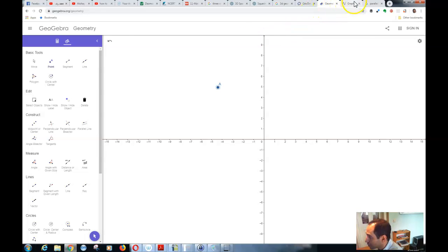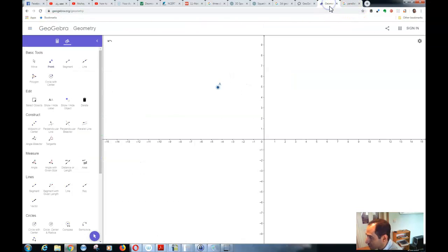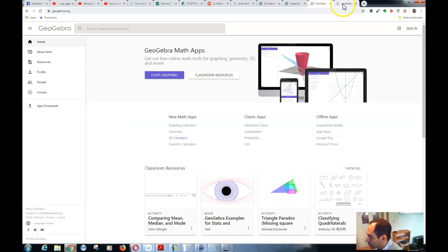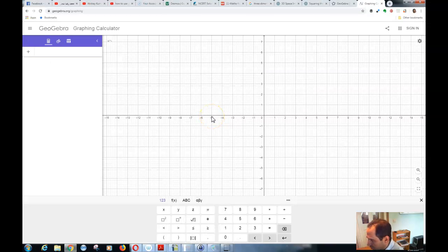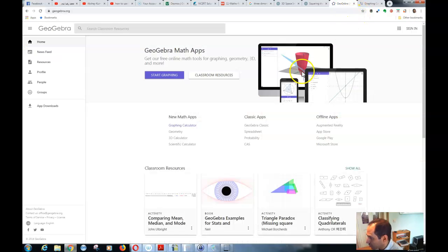And of course, this is the graphing calculator, this is the geometry part. If you go to geogebra.org, they have all of these apps that they have created for mathematics. So you have the graphing calculator, which is basically just a grapher, like, for example, desmos.com. You give it some equation and it will give you a graph.